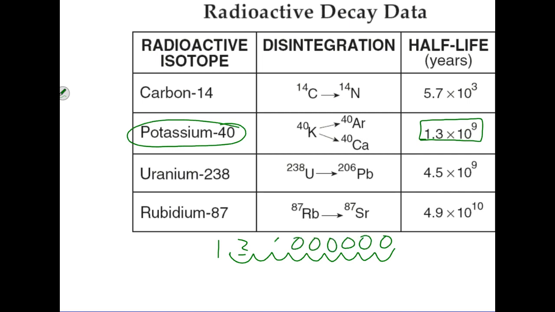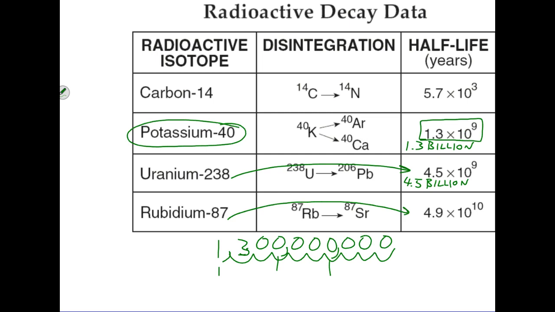Let's see what this is. 1.3 times 10 to the ninth. That's a pretty decent number right there. So there's a comma there, there's a comma there, and there's a comma there. So we've got our thousands, millions, billions. 1.3 billion years is the half-life of potassium-40. Whenever you see times 10 to the ninth, that means a billion. So 1.3 billion years. Uranium-238, 4.5 billion years.